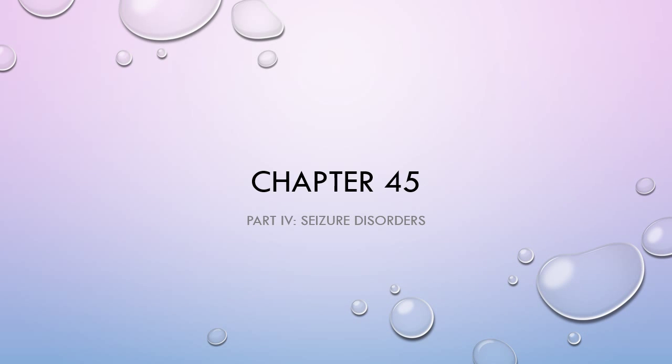Okay, welcome to Part 4, Chapter 45. We're going to discuss seizure disorders. Seizures are caused by excessive and disorderly neuronal discharges in the brain, determined by the site of origin. They are the most common neurologic dysfunction in children, and often a symptom of an underlying disease process.